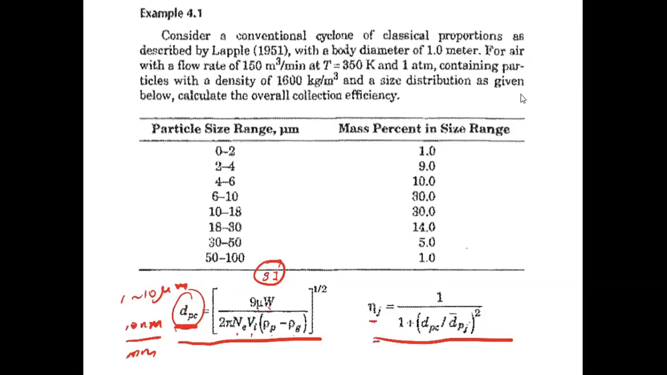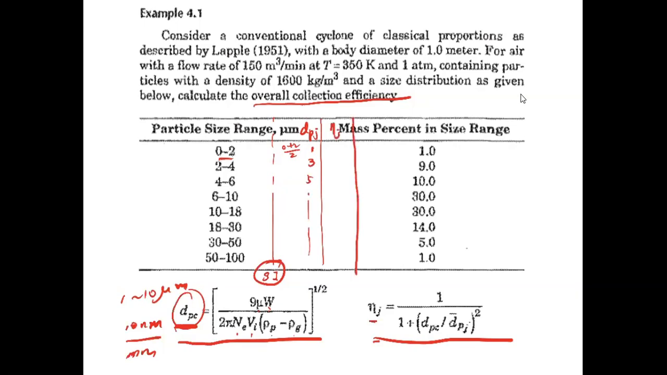So for example, in this problem, it wants us to calculate the overall collection efficiency of the particles with a certain size distribution, right? So we mentioned that for this problem, we need to first find out what is the DPJ. So that's just the average of the size bins, right? So that's 0 plus 2 divided by 2. This is 1, this is 3, 5, so on and so forth, right? So once we have the DPJ, we should have the eta J, right? So we can calculate that based on this equation.